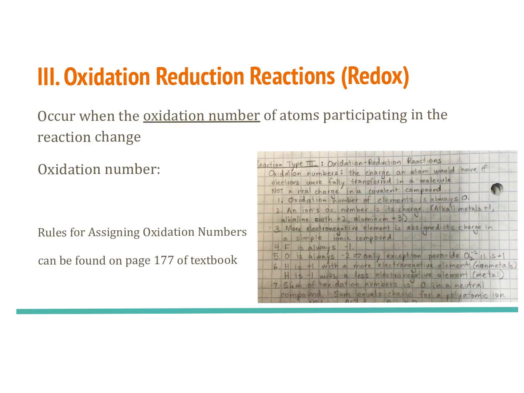An oxidation-reduction reaction occurs when the oxidation number of atoms participating in the reaction changes from the reactants to the products. The oxidation number is sort of, but not exactly, like a charge. It is the charge an atom would have if all electrons were completely transferred from one atom to another.